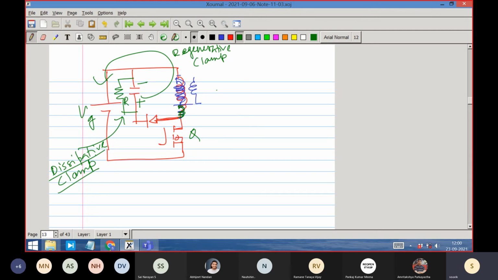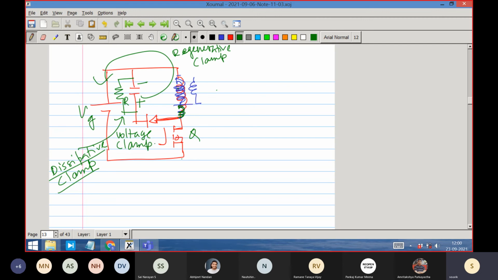You must not get surprised if you see a flyback converter will not come simply like a coil, a primary coil and a switch in the primary. It will also have some kind of diode, capacitor, regenerative or non-regenerative clamp, or the dissipative clamp. It will come with the clamp circuit. We will call it voltage clamp.